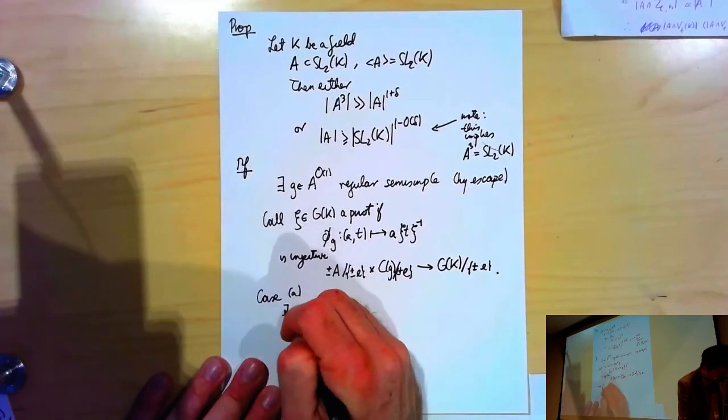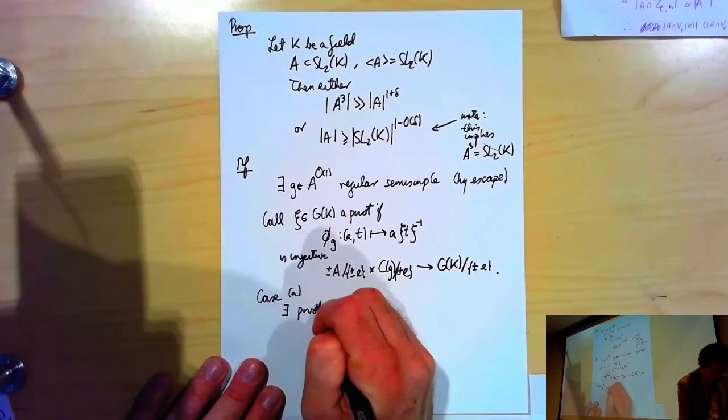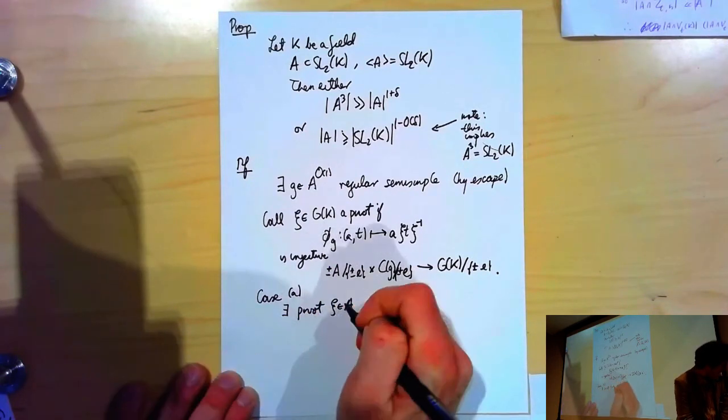All right, so case A is when there exists a pivot chi in A. Then what do you do?